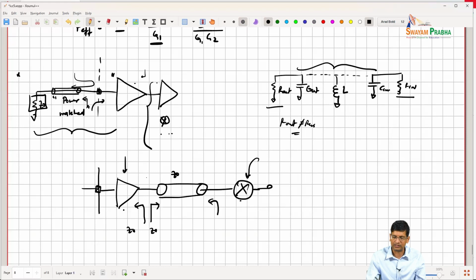This is designed to Z naught, this is designed to Z naught, so that we don't have to worry about what impedance the mixer will present depending upon its location, right? So it's a design simplification process. It's not an essential thing in on-chip design.